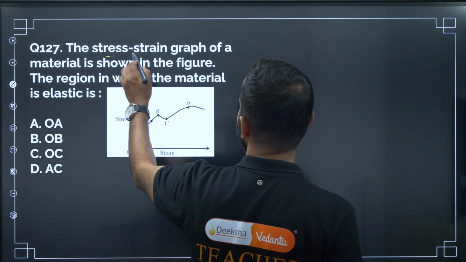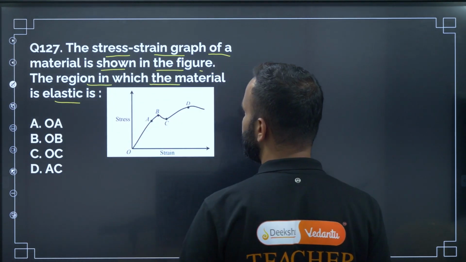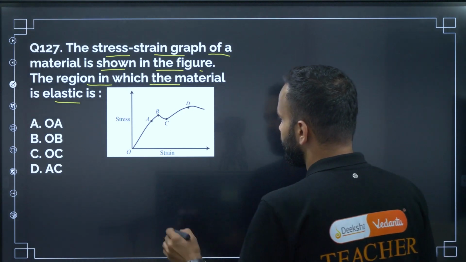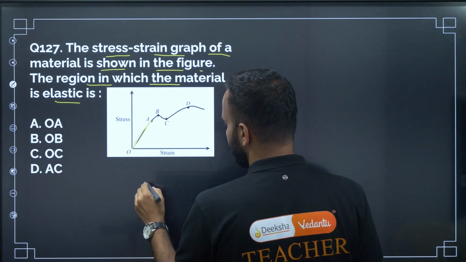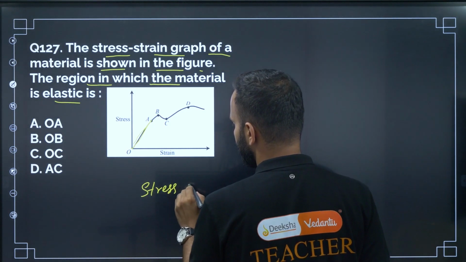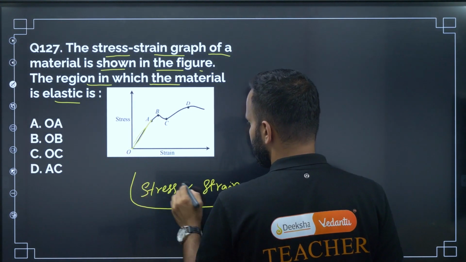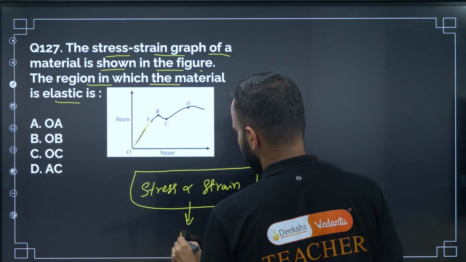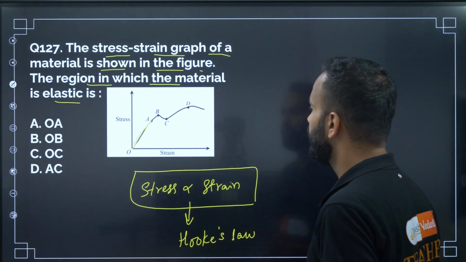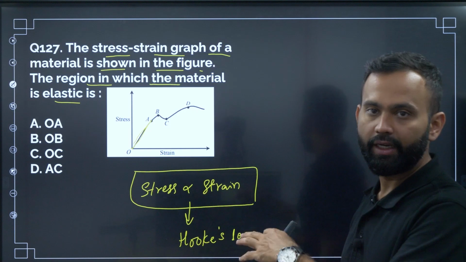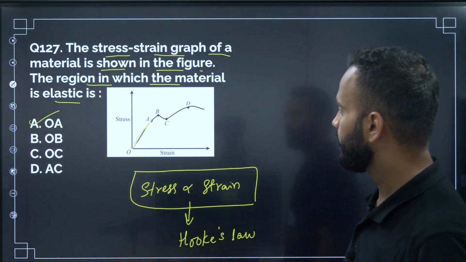The stress strain graph of a material is shown in the figure. The region in which the material is elastic. Here in the stress strain graph, OA is linear, right? That is, stress is directly proportional to strain. This is Hooke's law, right? So this is the region in which material is elastic. So option A is the correct answer. Memory based question, direct question, right?